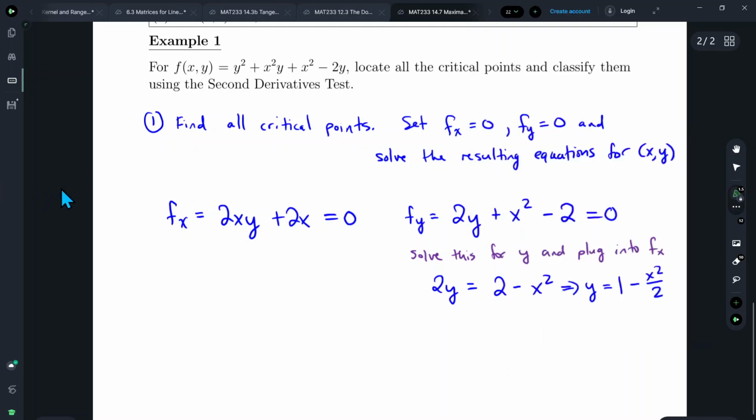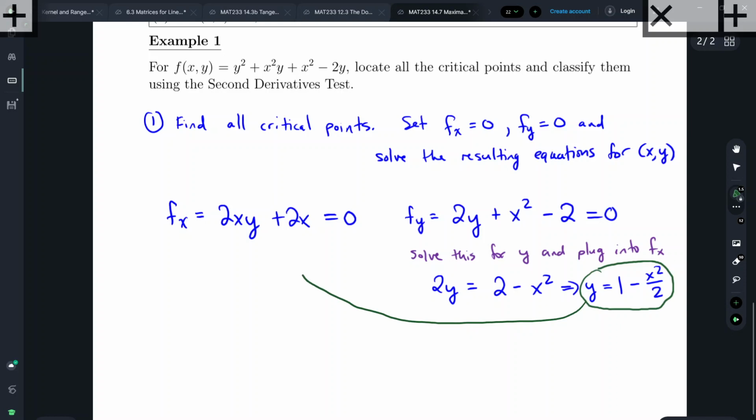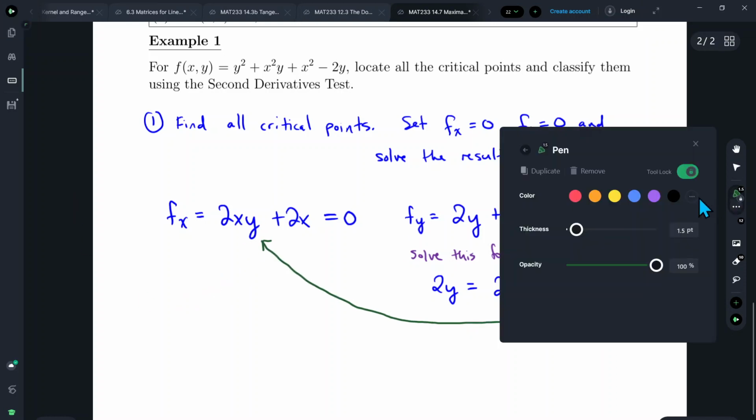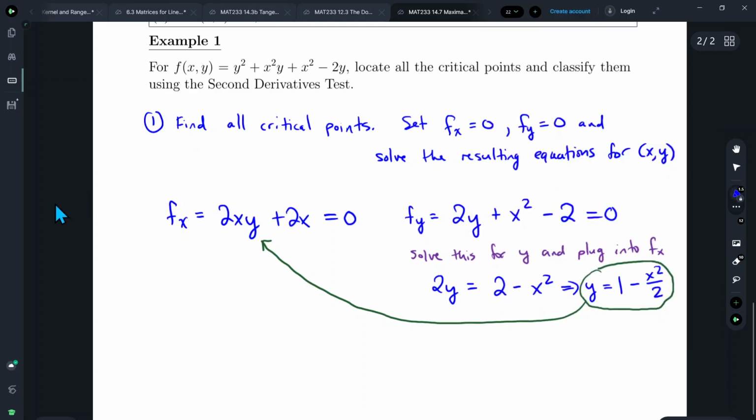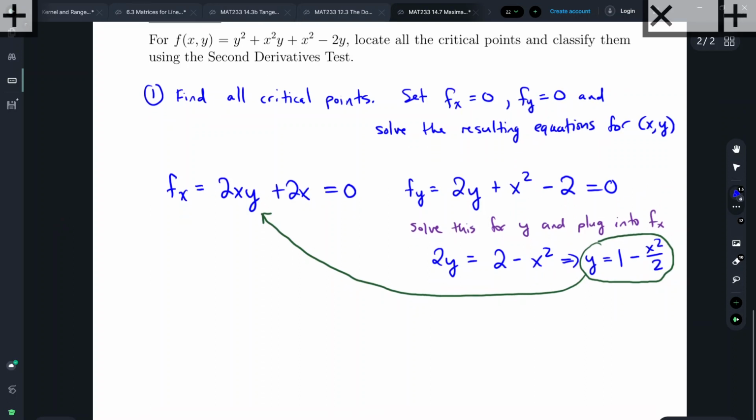So let's highlight what's going on. I'm going to take this equation and plug it into the first equation. The resulting equation will now only contain x, and then I'll be able to solve for the values. Okay, so let's write it out.